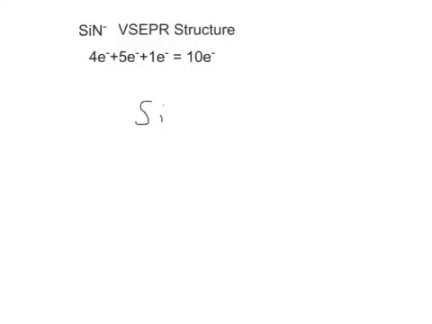and we're going to triple bond it to nitrogen because we have 10 electrons total. Silicon has 4 valence electrons plus the 5 valence electrons from nitrogen plus 1 electron because of the charge. And so with this many electrons but only 2 atoms, we're going to have to triple bond the silicon to the nitrogen in order to fit all of the electrons on. So let's do that.